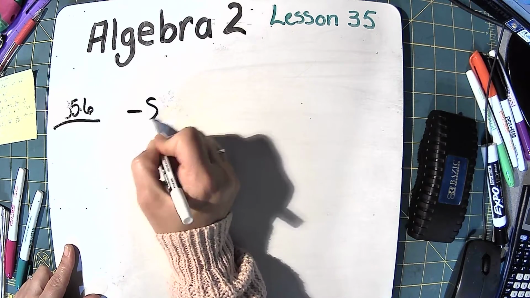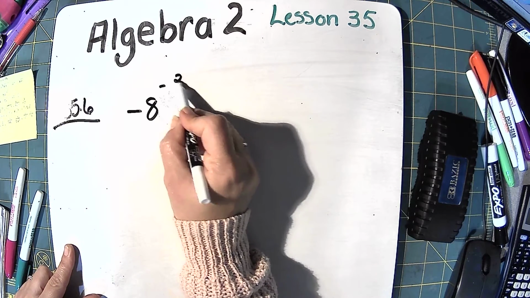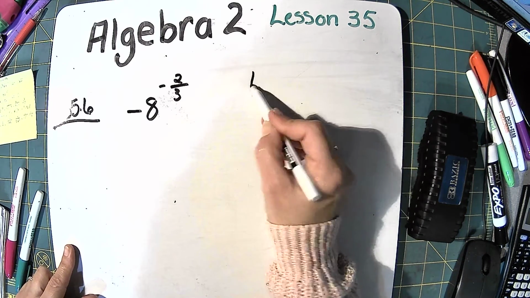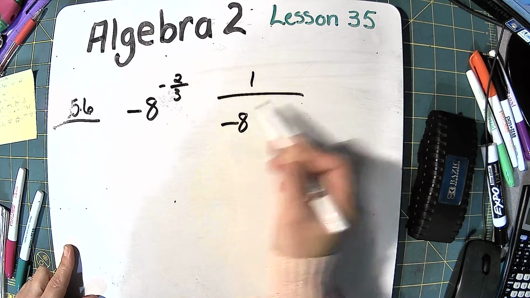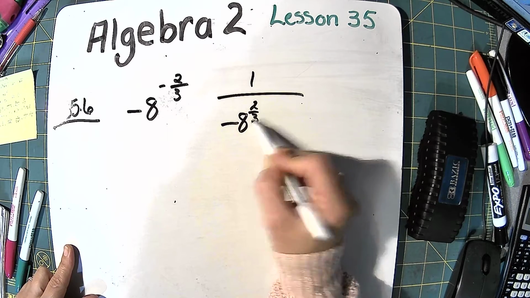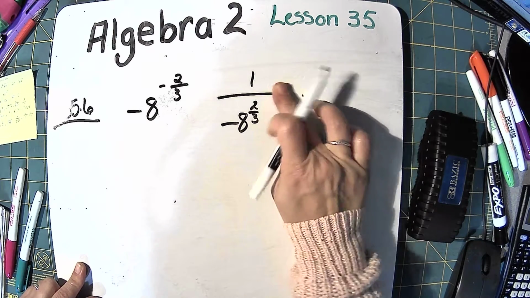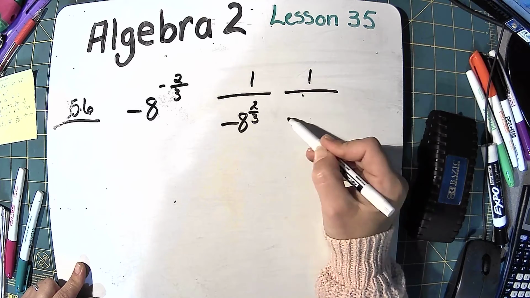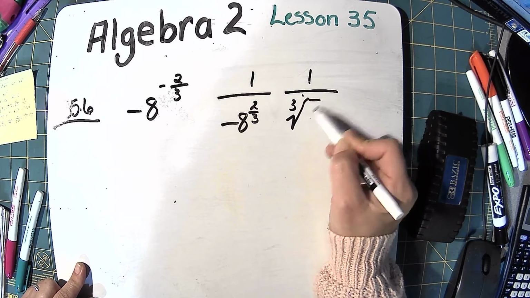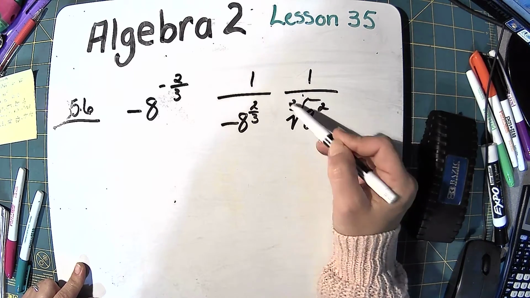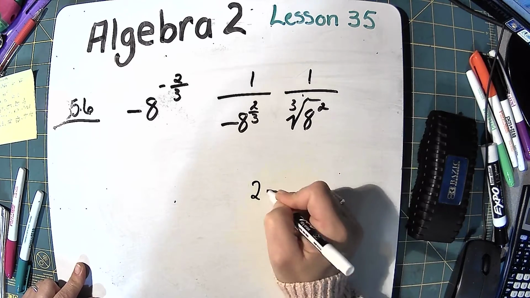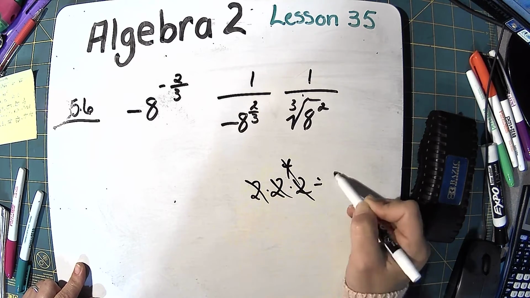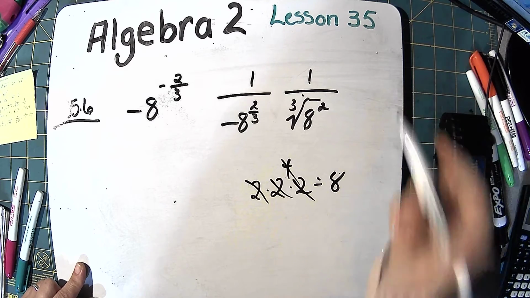This one is negative 8 to the negative 2 thirds. Okay, so first I got to get rid of that negative sign, so I'm going to put a 1 over it, and now have negative 8 to the 2 thirds. Okay, and now whatever is on the bottom is going to go on my radical box, so I'm going to say 1 over the third root of 8 squared. So I'm going to third root that first, so 2 times 2 times 2. 2 times 2 is 4. 4 times 2 is 8. All right, so I know that's 2.